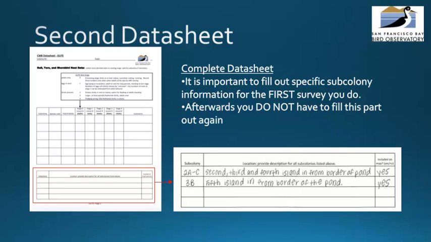The final portion of the datasheet has a section to include more information about how you defined each subcolony. It is essential that you fill this portion out the first time you designate a subcolony, but it does not need to be filled out every time after you first describe them. If you add a subcolony later in the season, be sure to record it in this section. We also ask that you attach a site map with the subcolonies shown to the back of the sheet.